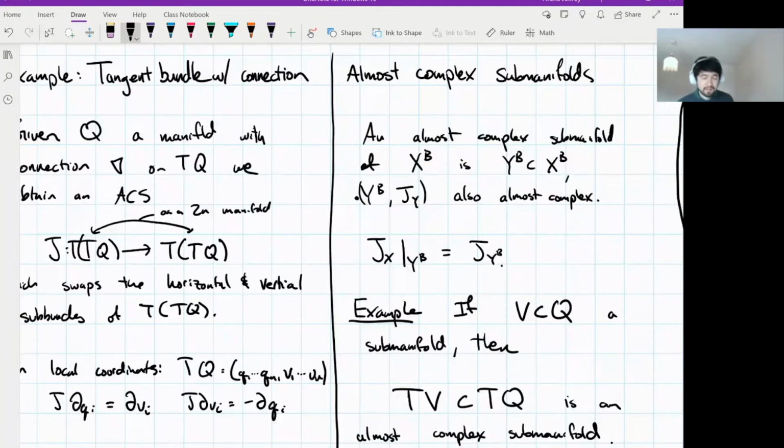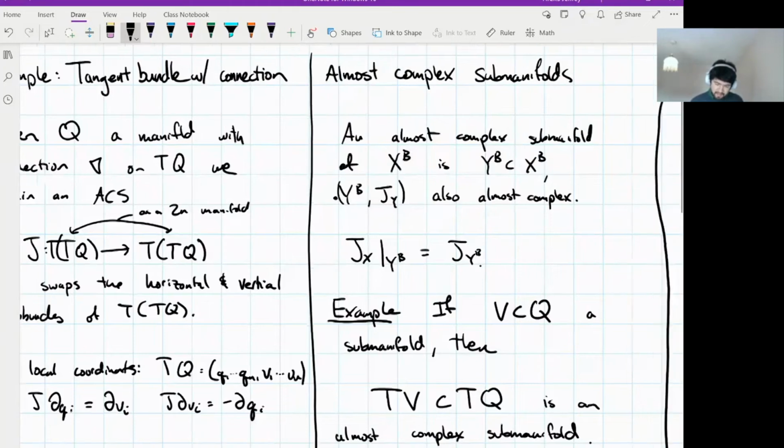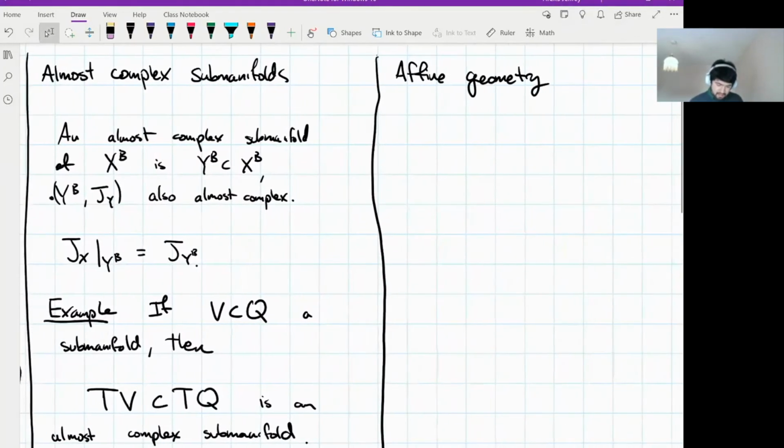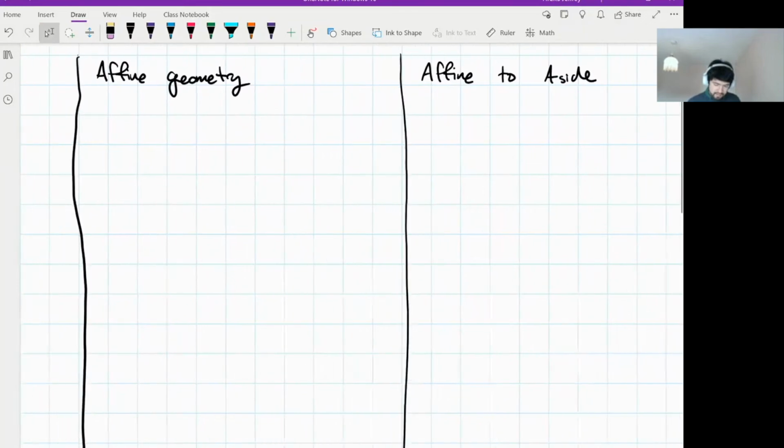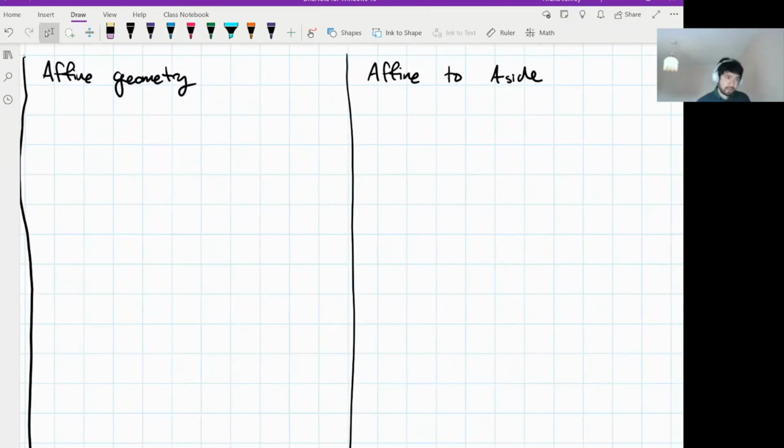Okay, so now we have this story about taking a space Q and upgrading it in two different ways to get a symplectic space and an almost complex space. So in the last 10 minutes or so, let me give an example of where this all works out extremely well, which comes from the story of affine geometry. So we're not going to just start with any Q, but we're going to start with a Q that comes with an additional special structure.